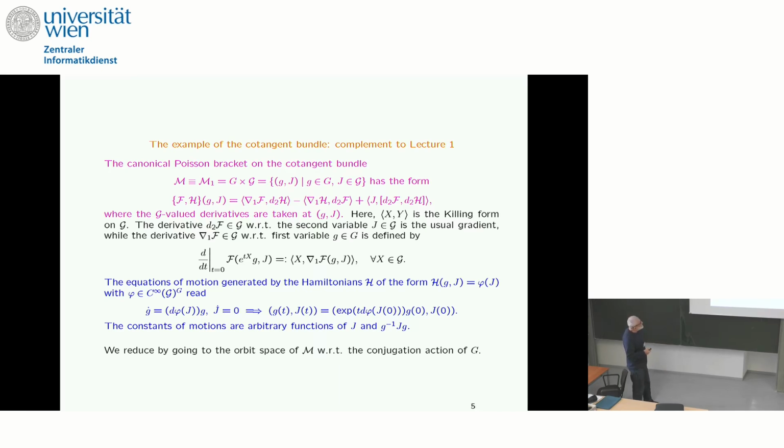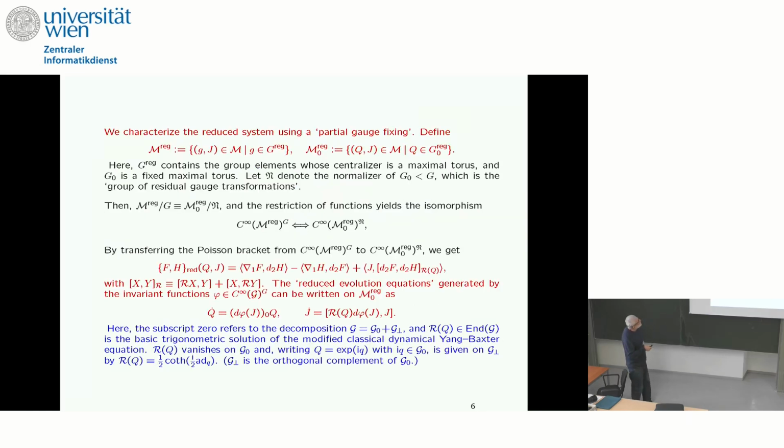Then simply this Poisson algebra of commuting Hamiltonians are just invariant functions which depend on the Lie algebra element. And as I mentioned, the flows are very simple, just these orbits of one-parameter subgroups. And then we go to the orbit space with respect to this conjugation action of the group. Okay? And how we describe the content of the reduced system, how this Sutherland model comes out, is this.